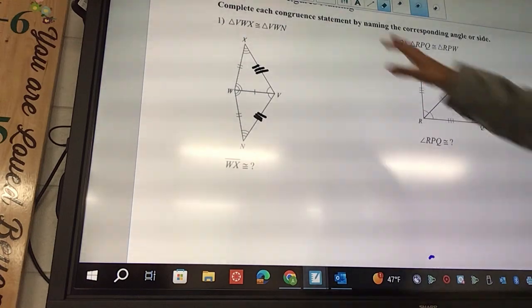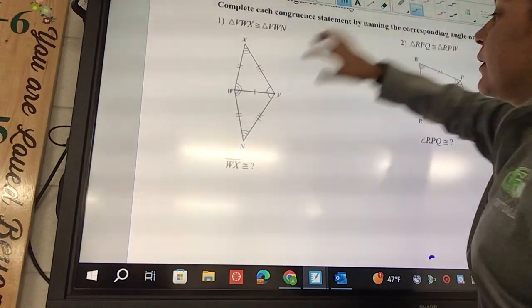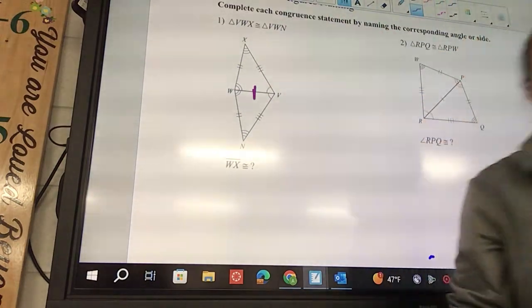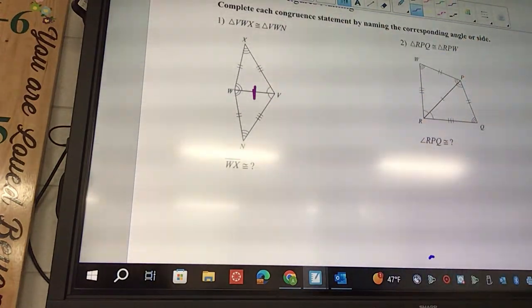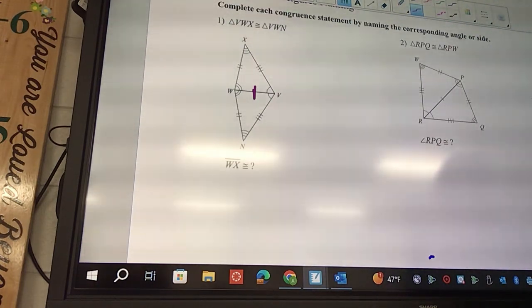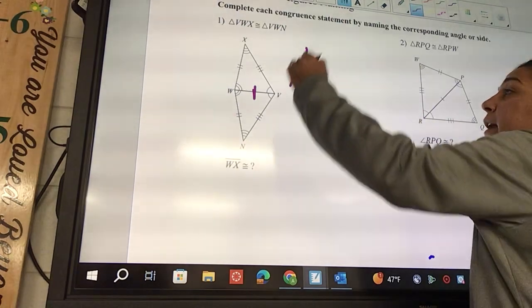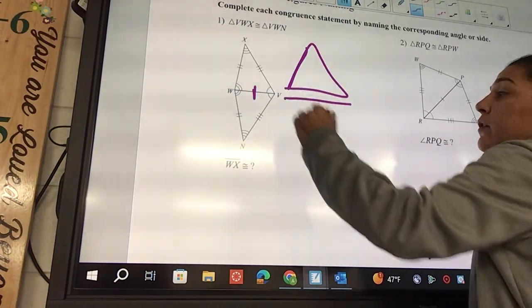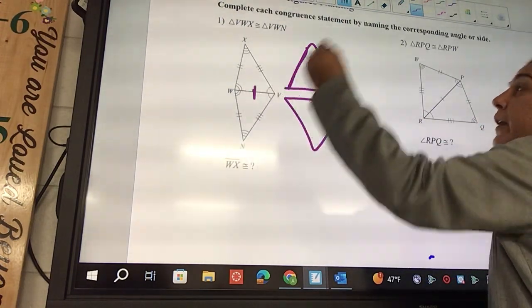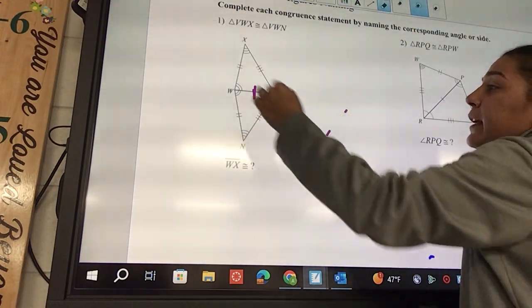Now, notice how there's only one of one. See this one? From V to W is the same length as W to V, and the reason is because they took two triangles and that's the same line. They share the same line. This triangle is the same as this triangle. The only difference is they're touching, and so that's why that one has a 1. Now let's talk about the angles.